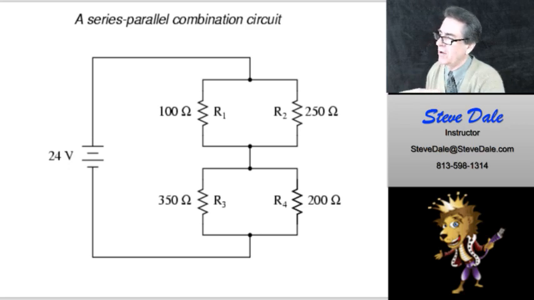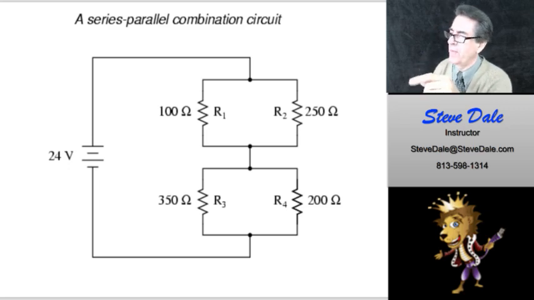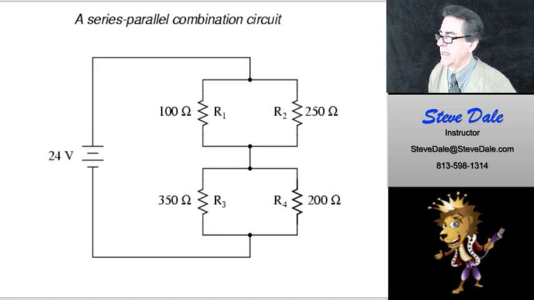So R1 plus R2 makes up one resistance, and then R3 plus R4 makes up another resistance, right, or another resistor. So you have two resistors, and those two resistors are in series because there's only one path to flow along when you add those together or combine those together.